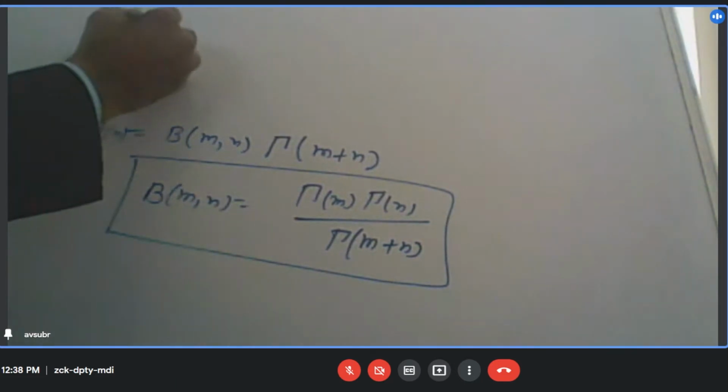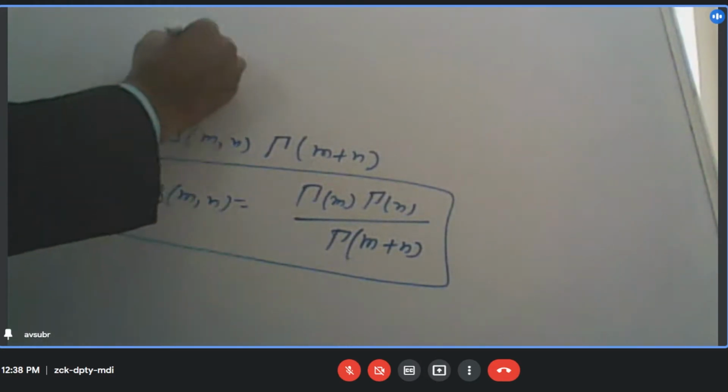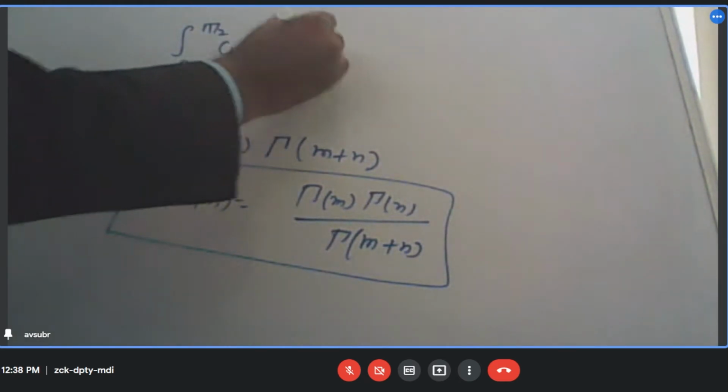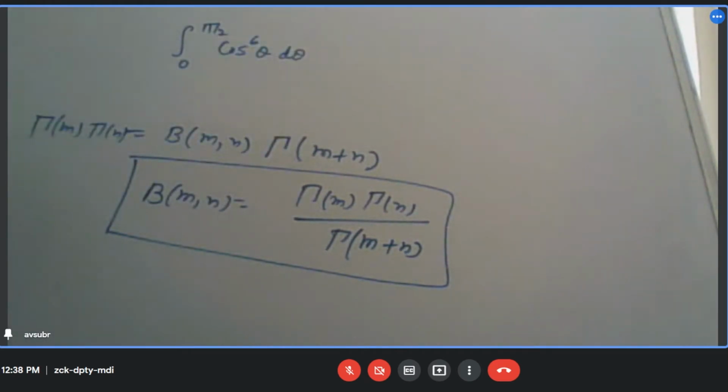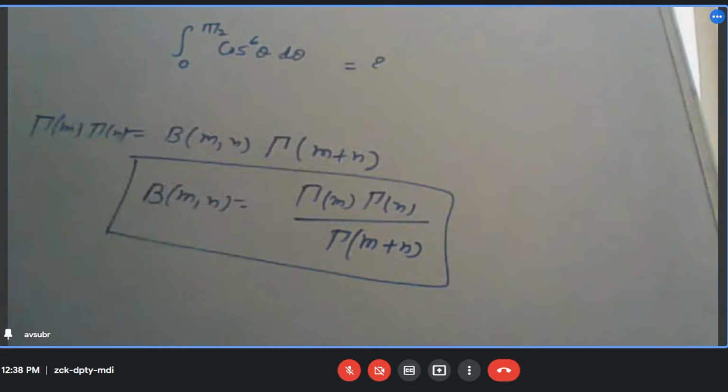So next, has everyone understood up to here? Okay, so the example is: 0 to pi by 2, cos to the power 6 theta d theta. Okay, we have to evaluate this. What will be the value of this? Let us find out.